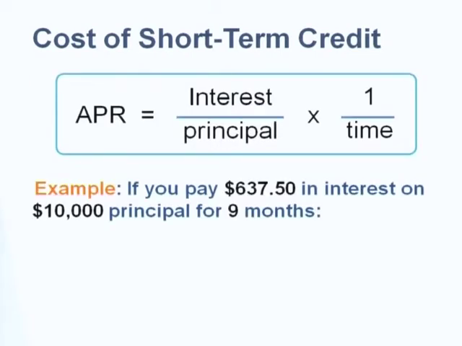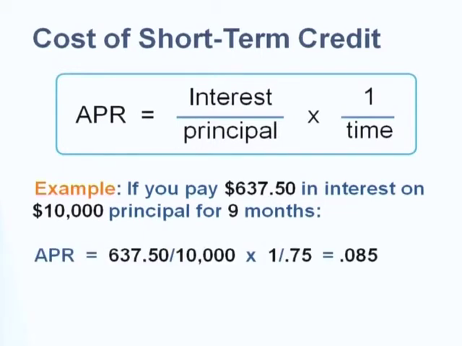Example: if you pay interest of 637.5 on 10,000 principal for 9 months, what should the APR be? Okay, substitute the numbers into the equation: interest divided by 10,000, multiplied by 1 divided by time. 9 months is 0.75 years, right? So the APR will be 8.5%.